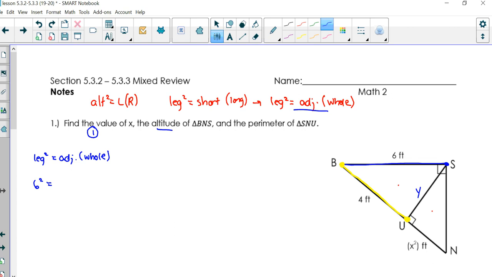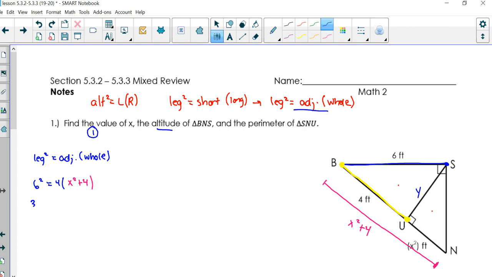All right, so that's 4 times, and then the whole is talking about from here all the way. So the whole means the entire hypotenuse, and that would be the length of x squared plus 4 because I need to add those 2 sides together. So I need to multiply this by x squared plus 4. Okay, so leg squared equals the adjacent side of 4 times the whole side. Remember, add them, don't multiply.